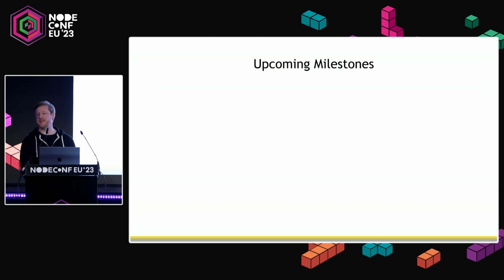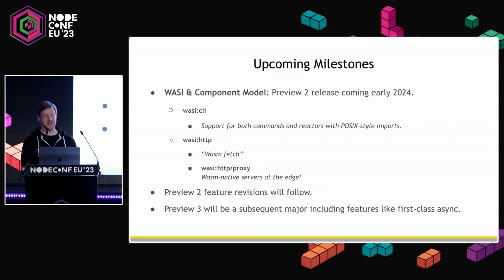Some of the upcoming milestones that we've got is going to be the Preview 2 release coming early 2024. It's supporting WASI CLI. It supports both commands and reactors for these POSIX-style applications. WASI HTTP is another specification that defines these kind of edge services, the ability to do fetch in WASM and write proxy servers. And this is obviously the interest that a lot of companies have in terms of running these edge applications. Preview 2 feature revisions will follow, and then WASI Preview 3 will be native async support.